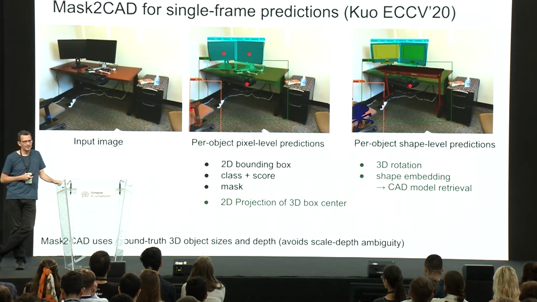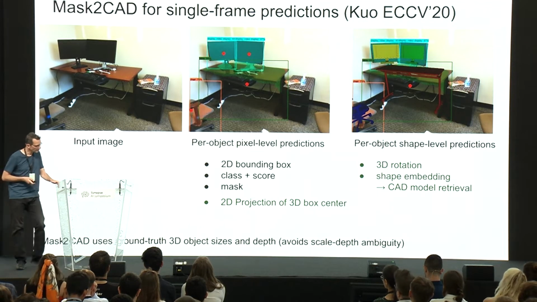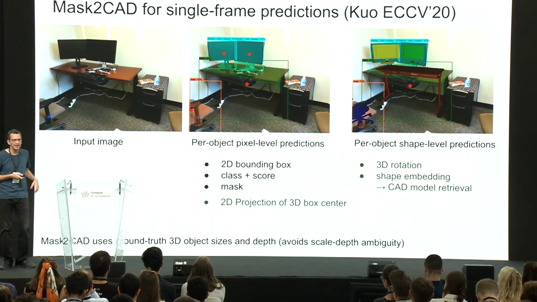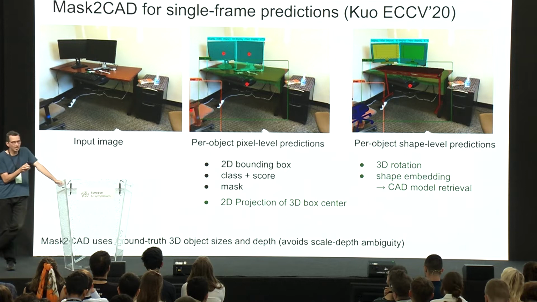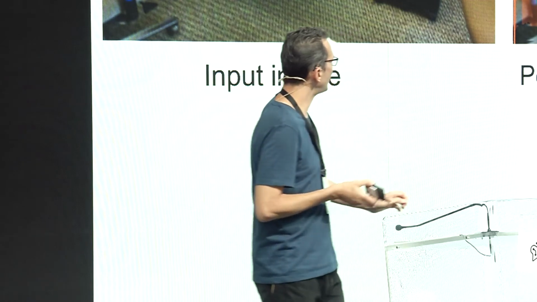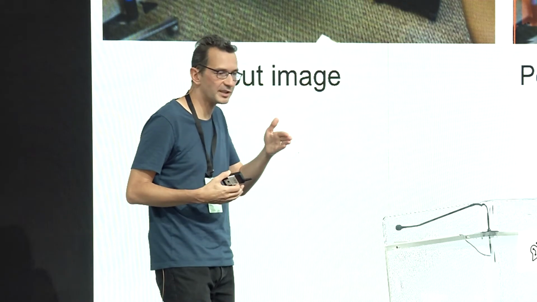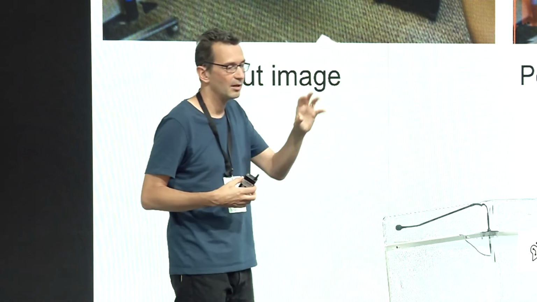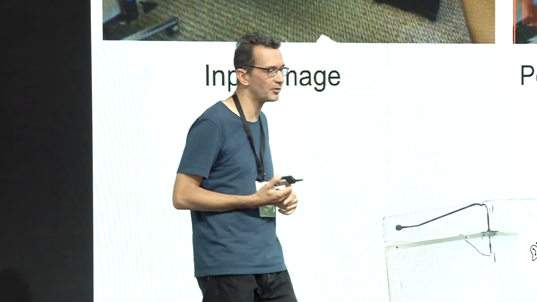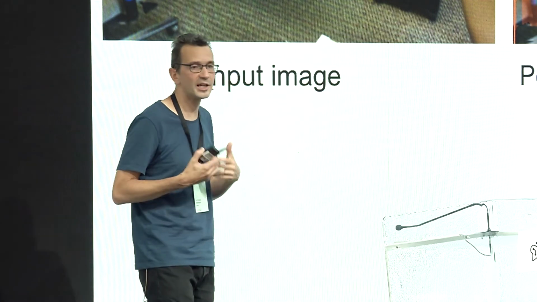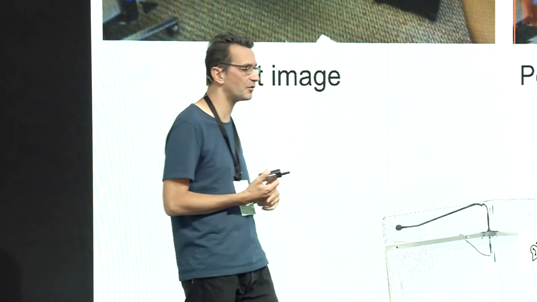And here is a bit more detail. In this case, we use the Mask2CAD model for single frame predictions. A normal 2D model would output a bounding box, a class and a score for every object, and a mask. Mask2CAD in particular also outputs a 2D prediction of where the 3D box center is, the 3D object center, I should say, which is not exactly on the 2D spot in case of occlusion and truncation, and also an estimate of the 3D rotation and a shape embedding that allows you to fetch a CAD model from a database.